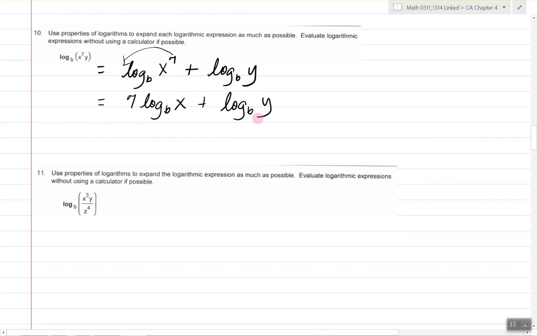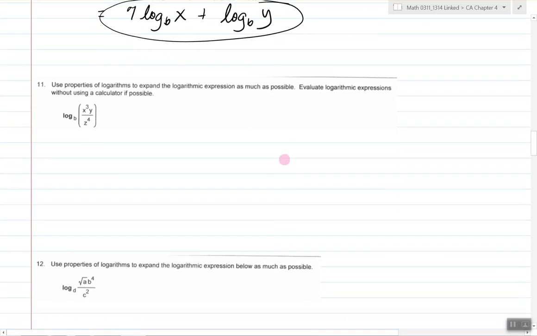Some people ask, well, how do I know when I've finished? How do I know when I've done enough? The arguments of the logarithms will be single characters. And then remember, a product turns into the sum of the logs, and a power turns into a coefficient. These may be tedious to type in.